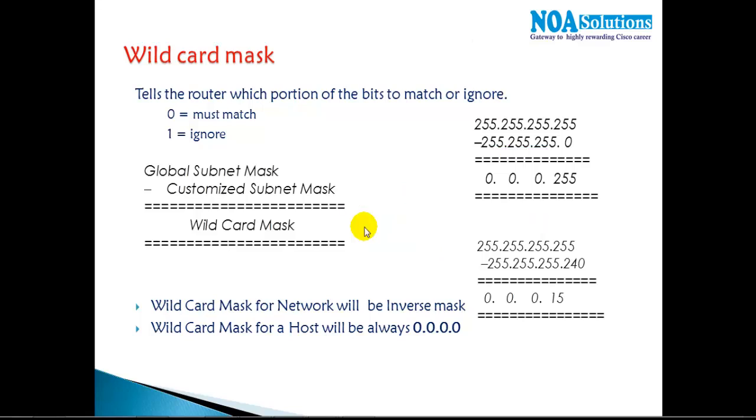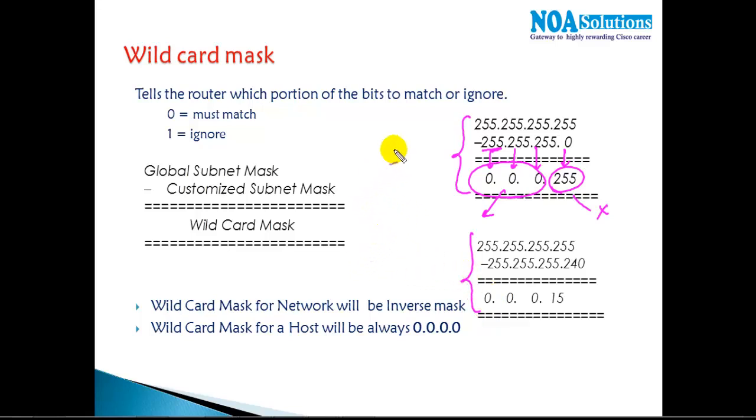Okay, so it's very easy. It's going to tell what portion of the bits to check or not to check. 0 means must be the same, 1 means ignore, it can be anything. Now it's very simple. If you're using the default subnet mask, just reverse 0 to 255, but don't go with the reverse kind of thing.